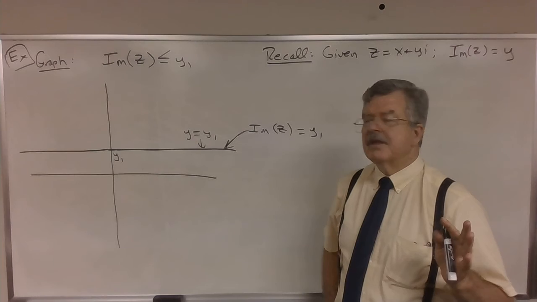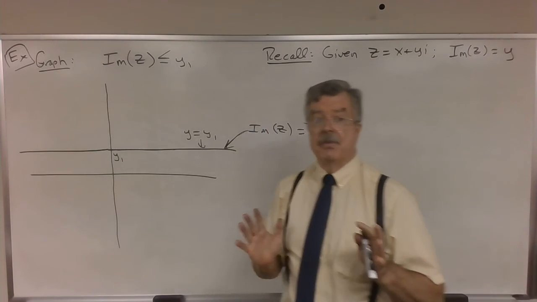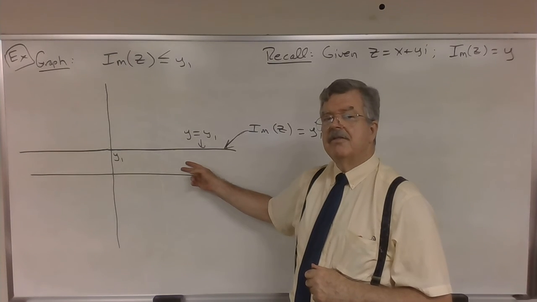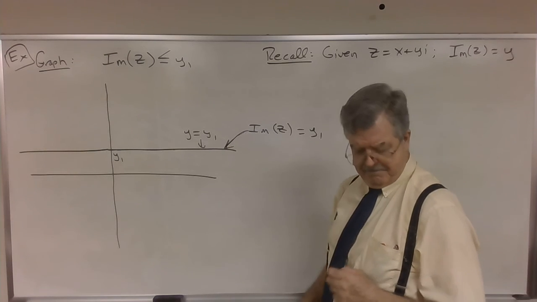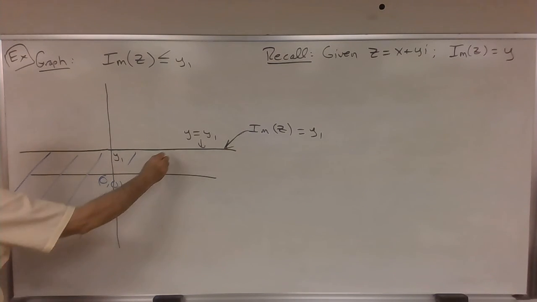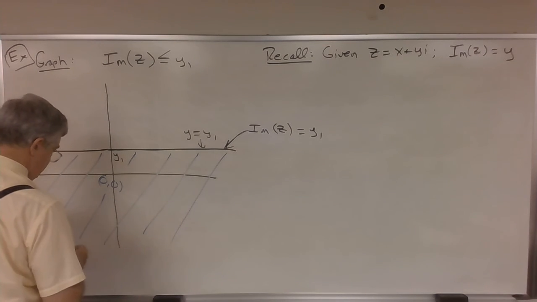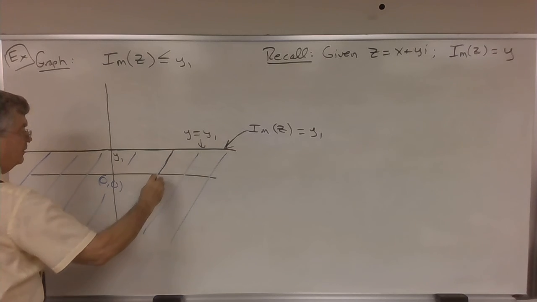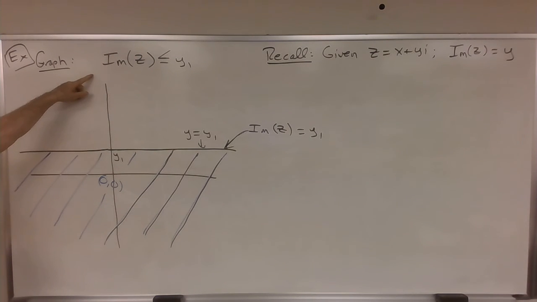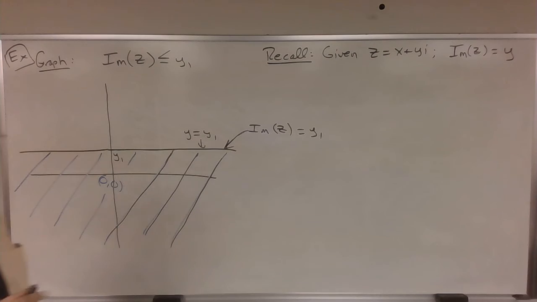So what is that? See, the imaginary part of a complex number z, that's the y value, right? So we're looking for all the complex numbers in the complex plane that have a y value less than y1. So, let's see, here's the origin. So it's going to be all of these points below the line y equal y1. This is the graph of imaginary part of z less than or equal to y1. Okay, another example.